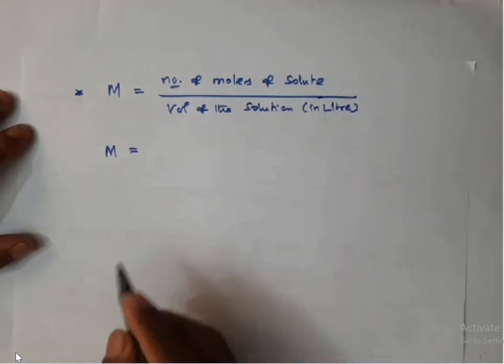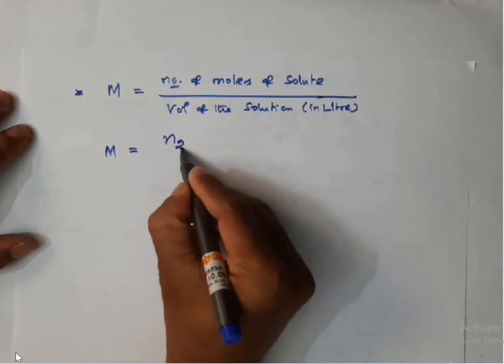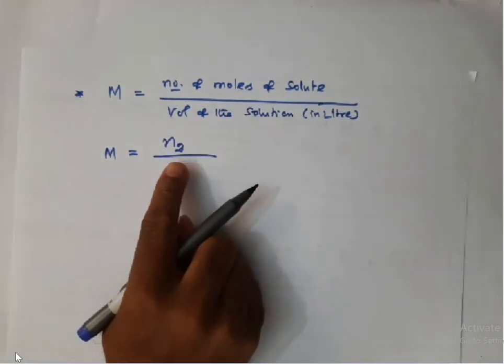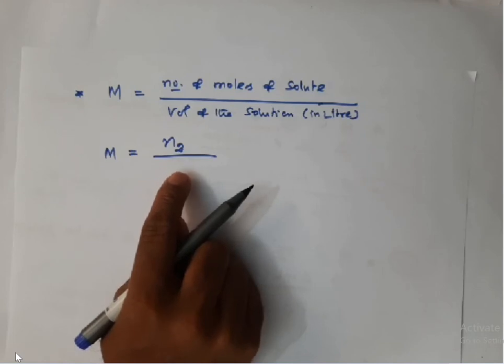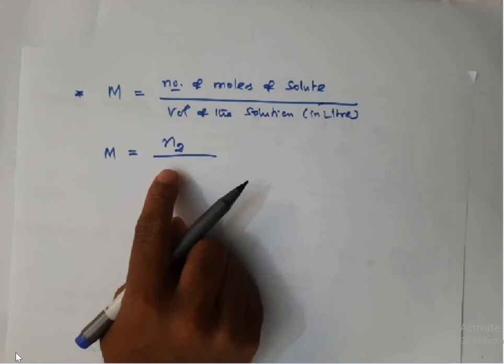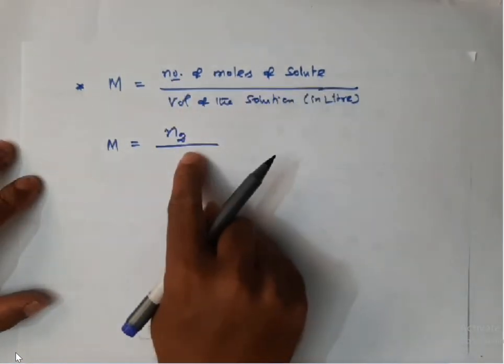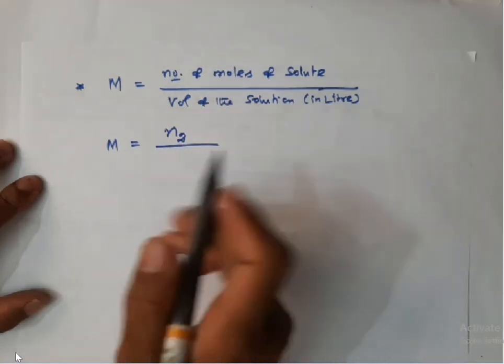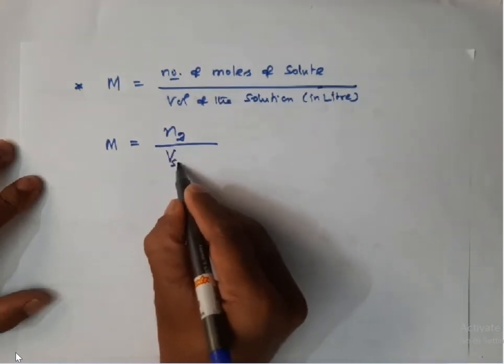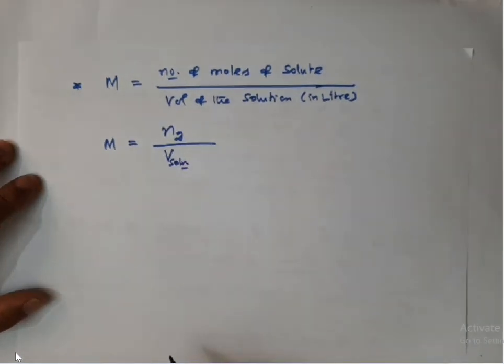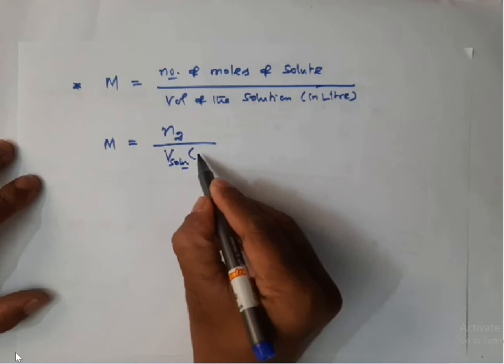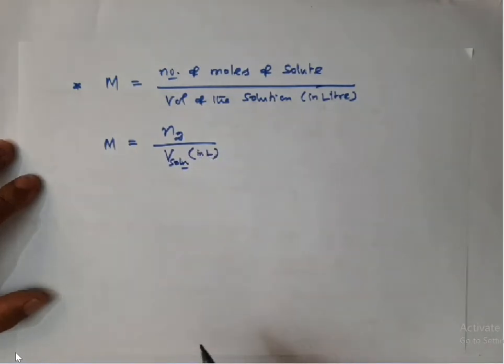Students, observe this carefully. Number of moles of solute I can represent like this, correct? What is N2? Number 2 represents, students, 1 means solvent, 2 means solute. So N2 means number of moles of solute. Instead of writing like this, you can shortly write N2. Volume of the solution, let me write it like this, I'll just put solution. Volume of the solution should be in liter.